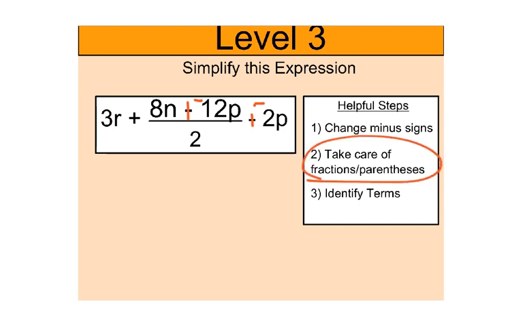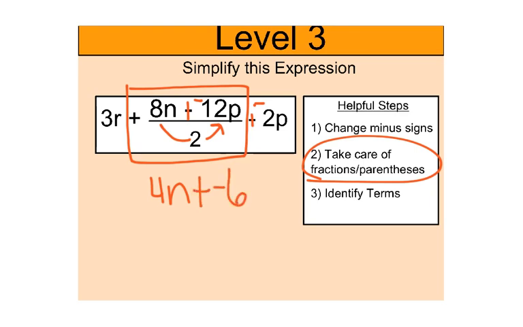Okay, we've got a fraction in the middle of the problem. That's the step right here. It says take care of fractions in parentheses. So let's do this part of the problem first. We're going to divide the 2 into the 8n, which is a 4n. Then we're going to divide the 2 into the negative 12, which is going to be plus a negative 6p.